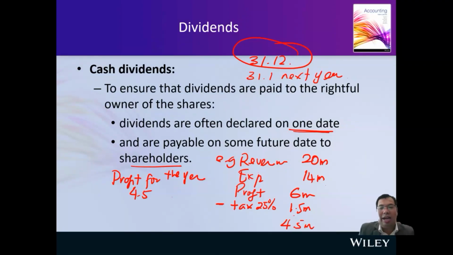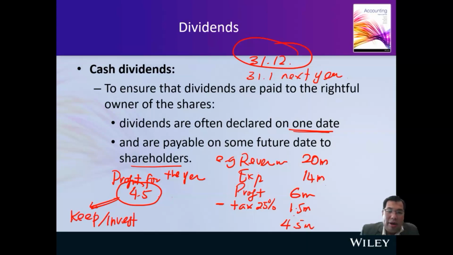Maybe there are some countries that allow a certain amount of donation to be included as an expense or not. It depends on the tax rule of the country. So from this 4.5 million, the question is whether you're going to keep it, invest it, or give it as cash dividend.